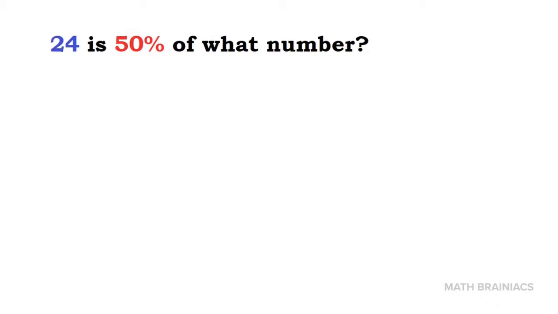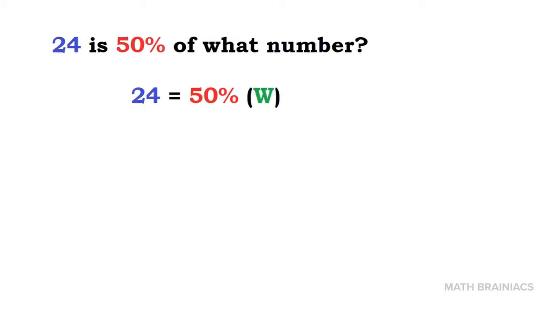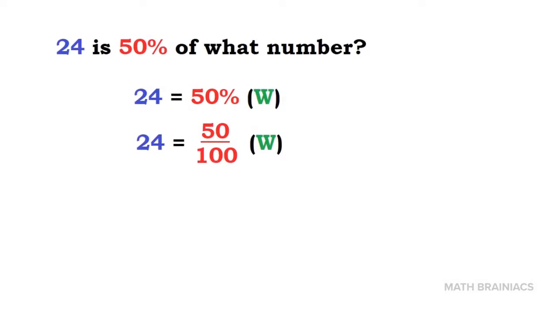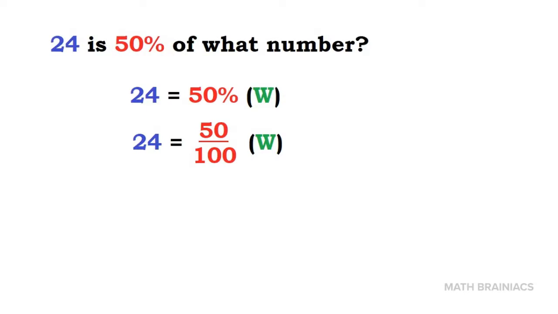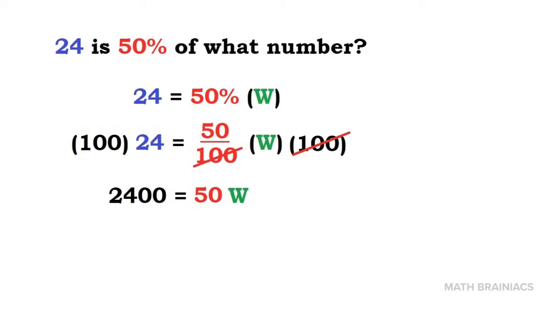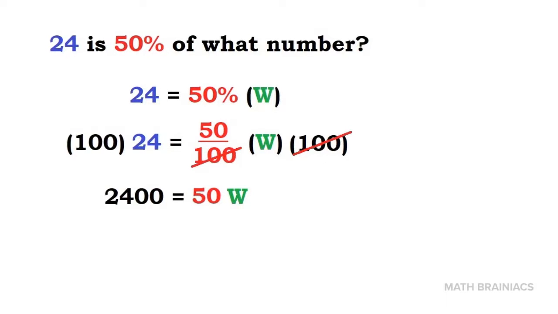24 is 50% of what number? Translating the sentence into equation, it will give us 24 is equal to 50% times W. Converting the 50% into fraction, it will give us 50 over 100. We are going to multiply both sides by 100 so that we can eliminate 100 on the right side. Simplifying 100 times 24, it will give us 2,400, which is equal to 50 times W.